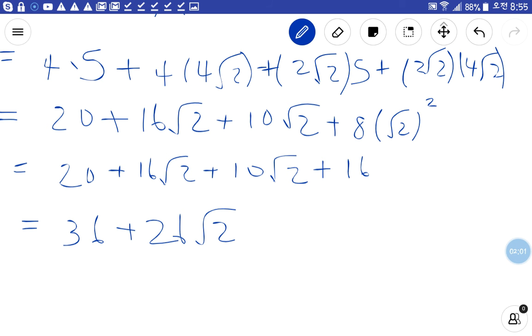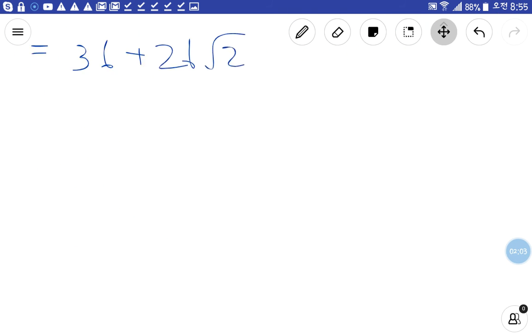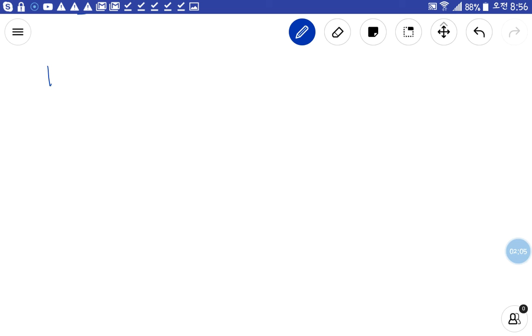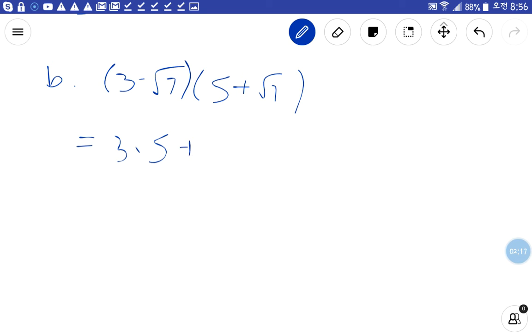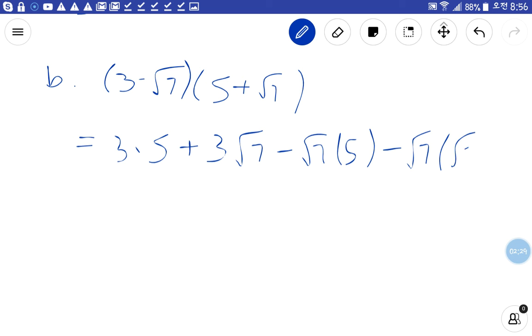Okay? Now, let's go on to question B. I have 3 minus radical 7 times 5 plus radical 7. So apply the FOIL method one more time. 3 times 5 plus 3 times radical 7. This time you have a minus here, so make sure you have the minus: minus radical 7 times 5, minus radical 7 times radical 7.